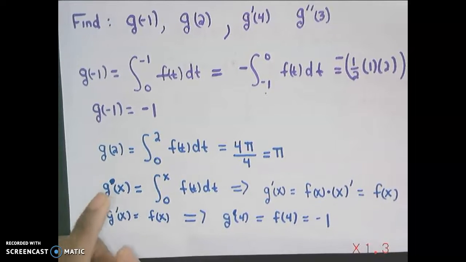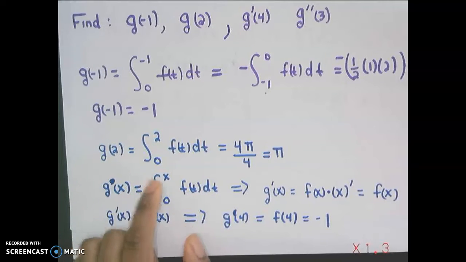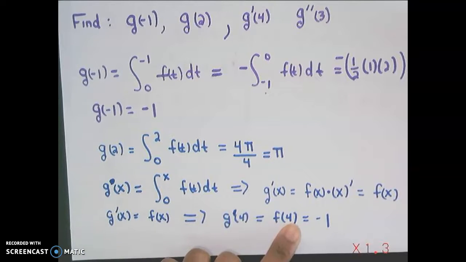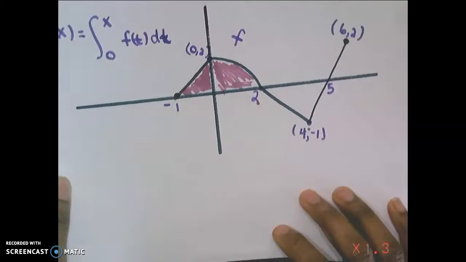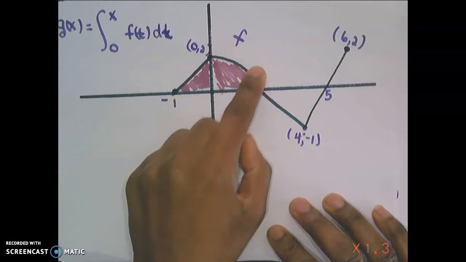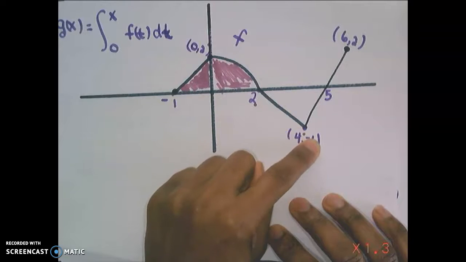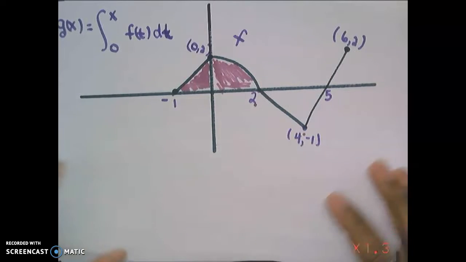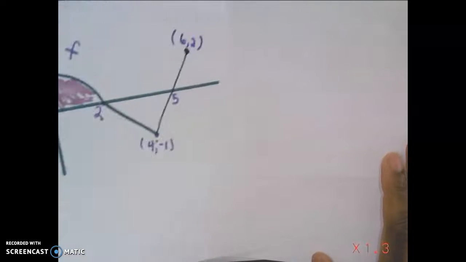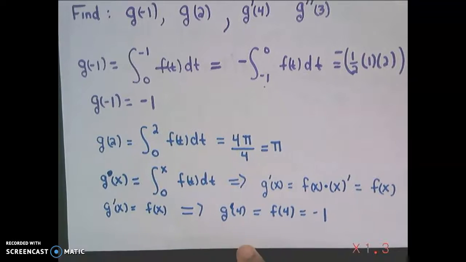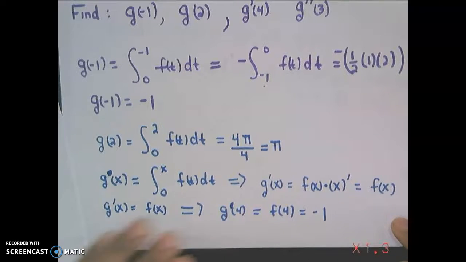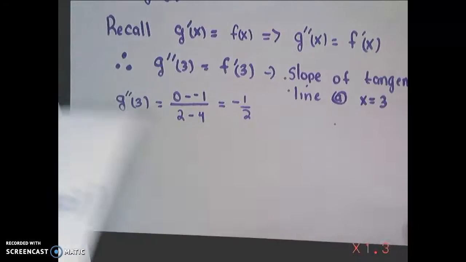So I'm really trying to find f of 4, because g prime of 4 is going to be equal to f of 4. If you go back to this graph, you see when x is equal to 4, y is equal to -1. So you know that g prime of 4 is just going to be -1. All right, and lastly, we're going to look at g prime of 3.